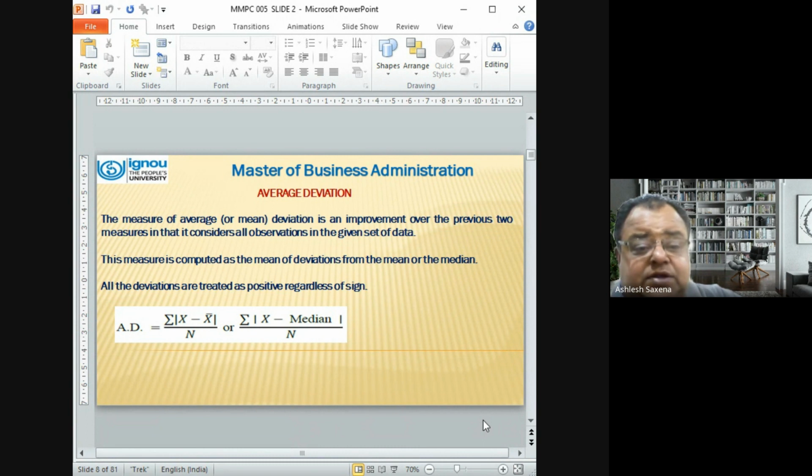All the deviations are treated as positive regardless of the sign. So that means we will be taking mod values. You can see in the formula, it is over there. Average deviation is equal to summation of mod x minus x bar by n. That means this is the formula for deviation from the mean. And the second formula is summation mod x minus median divided by n, which means here the deviation is from the median.